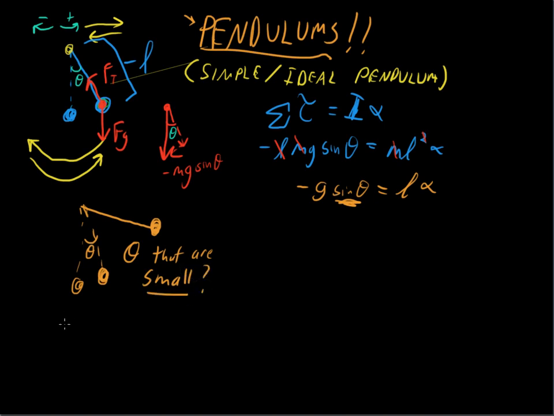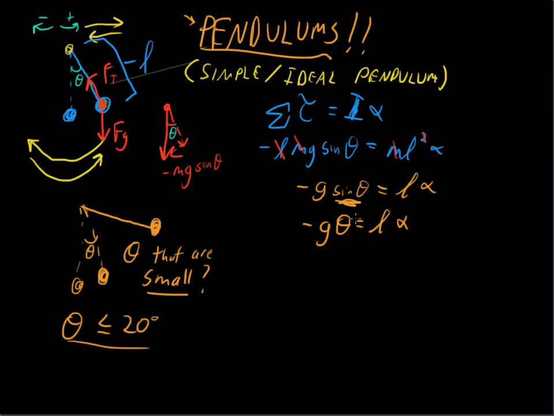By small, I mean thetas that are less than or equal to about 20 degrees. You can maybe go up to 30 degrees, but under 20, 25 is pretty good. And what we do is we do something called the small angle approximation. And the small angle approximation looks like this. I just canceled out the sine part. This is very disturbing for some people.